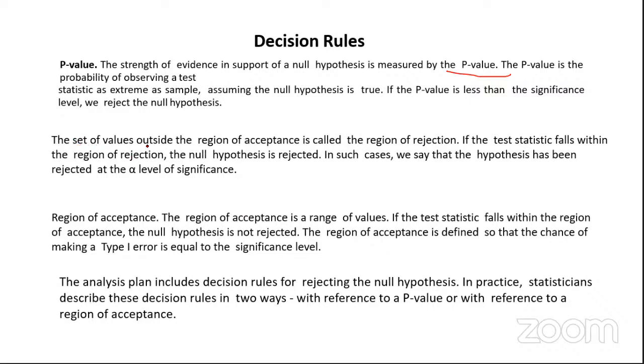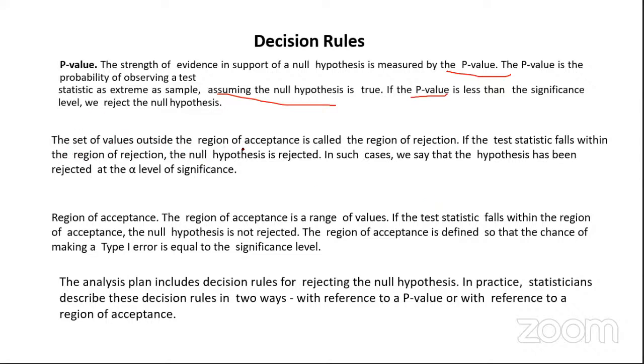So the set of values outside the region, we said it is what? Assuming that the hypothesis is true, the p-value gives us the probability. When we get to application, you'll be able to see this, and we'll see how they work, the application part.